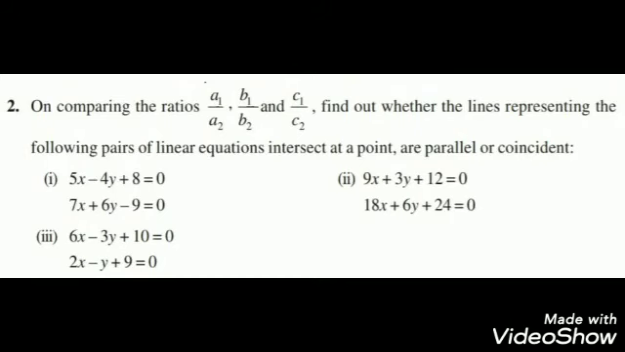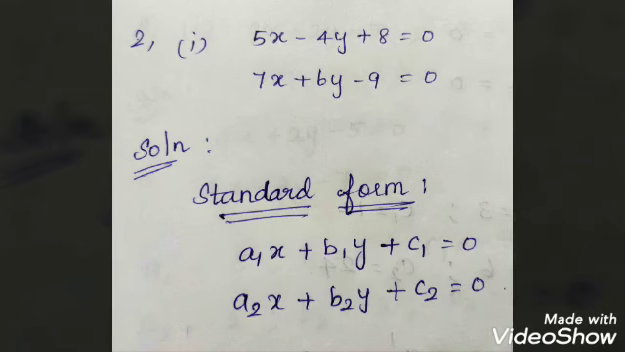The second one: on comparing the ratios, find out whether the lines representing the following pair of linear equations intersect, are parallel or coincident. The first one, 5x minus 4y plus 8 equal to 0, and 7x plus 6y minus 9 equal to 0. What is the standard form? A1x plus B1y plus C1 equal to 0, A2x plus B2y plus C2 equal to 0. This is the standard form.